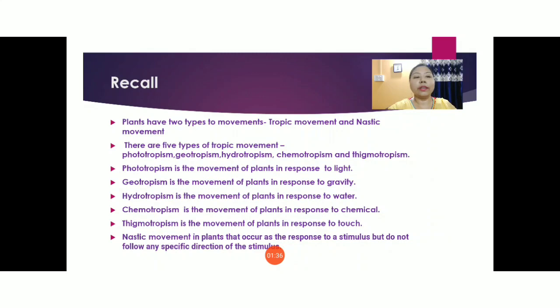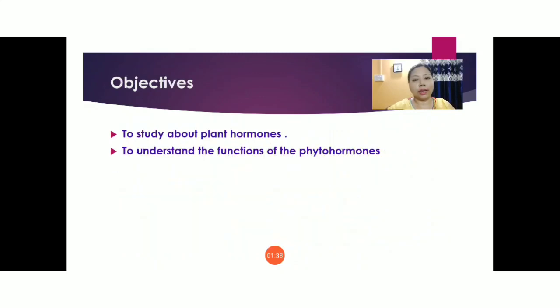Now let us look at the objective of today's class. So after today's class you will be able to study and understand about the plant hormone and the functions of the plant hormone, which is also called phytohormones.